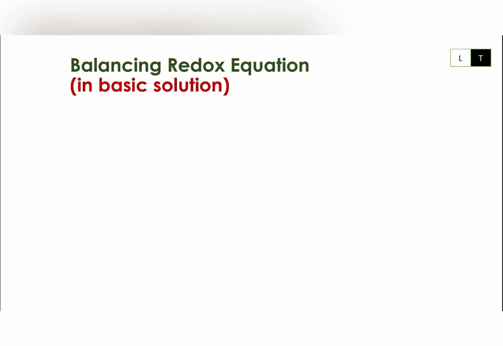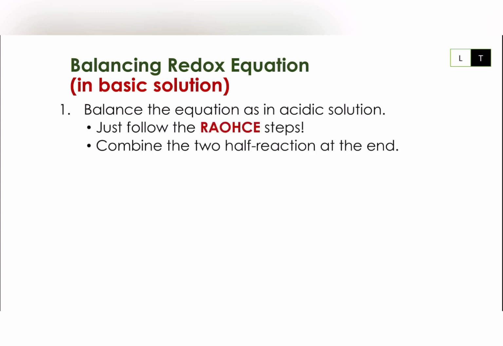So let's do the balancing by following the Rao-Chair steps. Overall it's just the same thing as in acidic solution. At the end you just combine the two half reactions that you got. And once you check the overall charge for both sides, you can see they are the same.